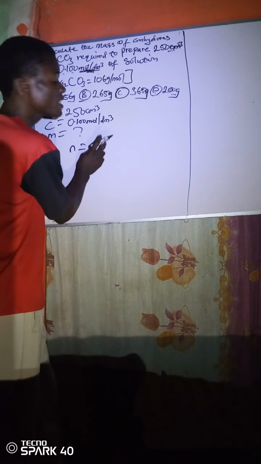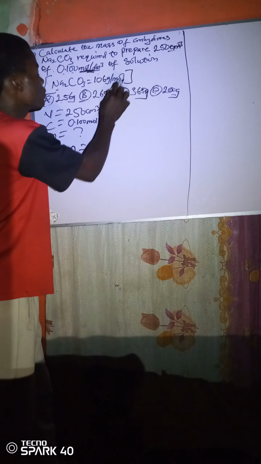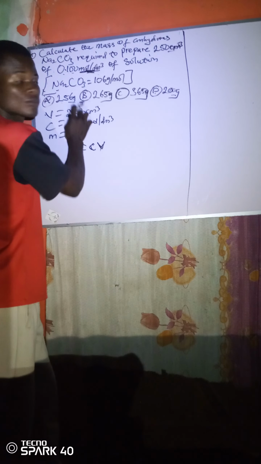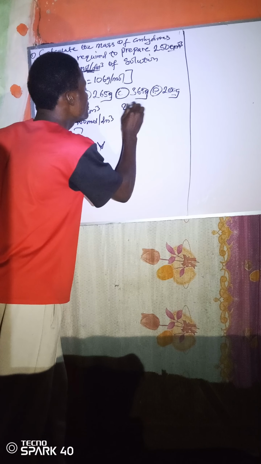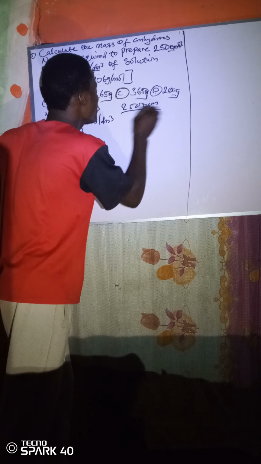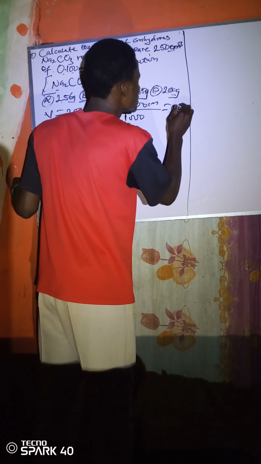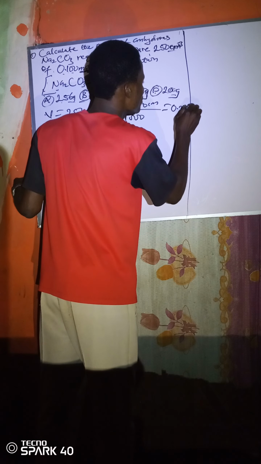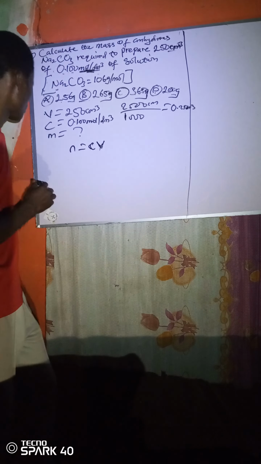How are we going to calculate for the mole? First of all, before you calculate for the mole, you need to convert this cm³ to dm³, which means you are going to divide this by 1000. That means 250 cm³ divided by 1000, which will give you 0.25 dm³. So this will give you 0.25 dm³ if you use your calculator.